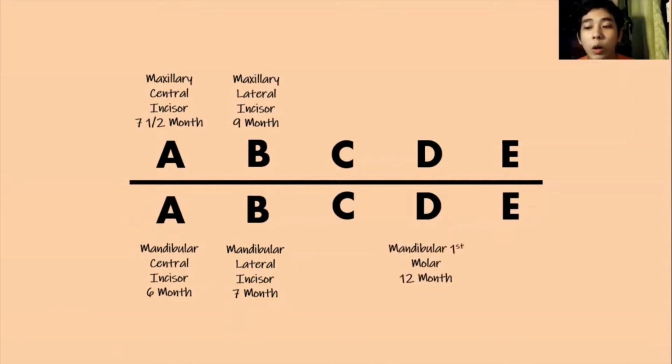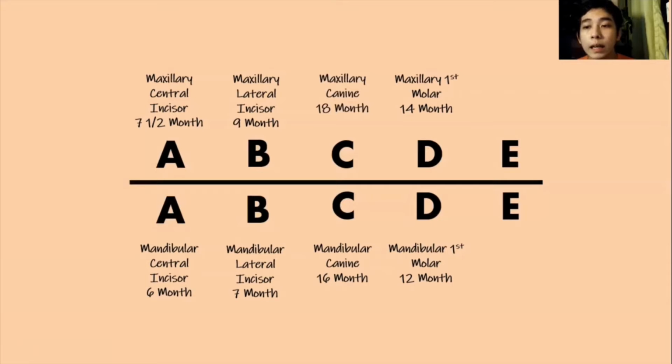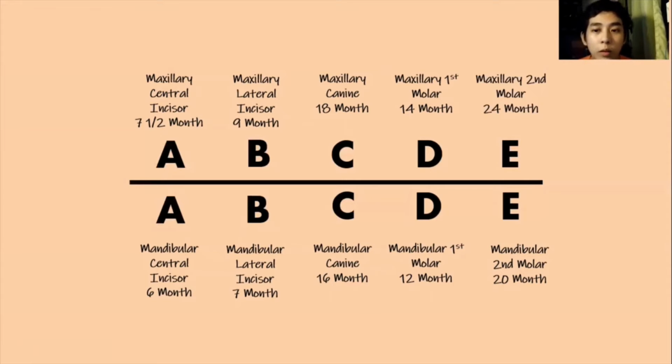first molar, which erupts at 12th month, to maxillary first molar, which erupts at 14th month, to mandibular canine, which erupts at 16th month, and to maxillary canine, which erupts at 18th month, to mandibular second molar, which erupts at 20th month, and lastly, to the maxillary second molar, which erupts at the 24th month.